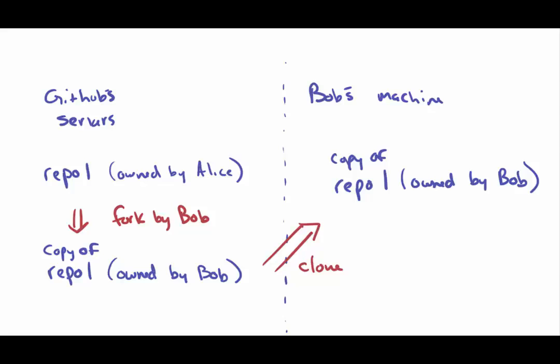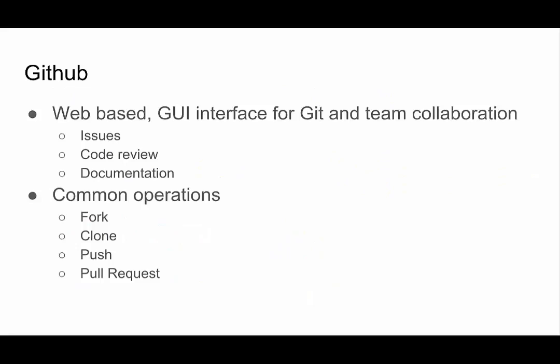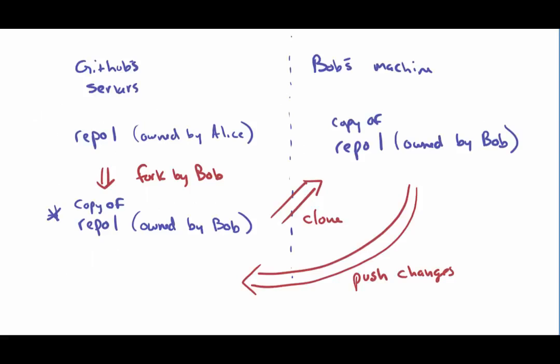A push is how you send the changes from your local repository on your machine to the source of the clone on GitHub. So in this case, after Bob has completed some work, he can push the changes, and the changes will then be in the copy of the repo on GitHub servers. That's what the little star next to that name means.